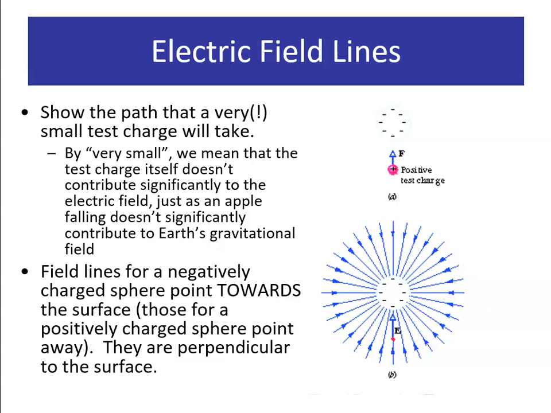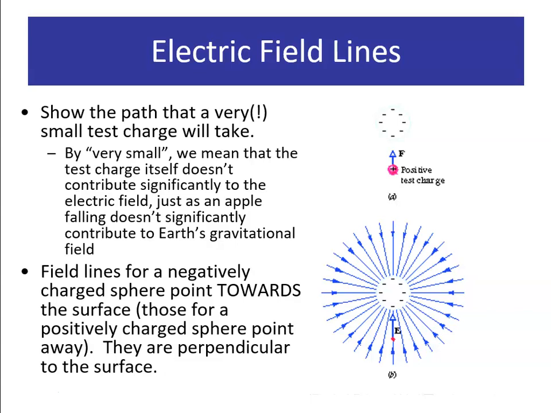What do we mean by small and test charge? What we mean is that the charge is so small that the field contribution from that particular charge is negligible compared with the electric field as a whole in which it is immersed. So imagine an apple falling from an apple tree, everybody's favorite since Isaac Newton, of course, who supposedly loved apples, but the mass of the apple is negligible compared with the 5.97 times 10 to the 24 kilograms of Earth's mass.